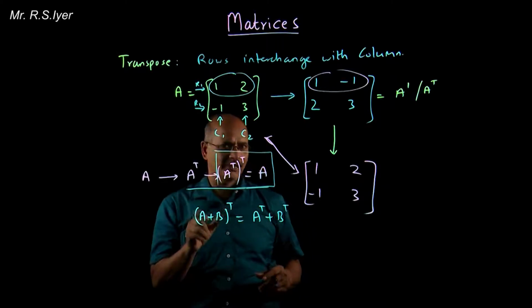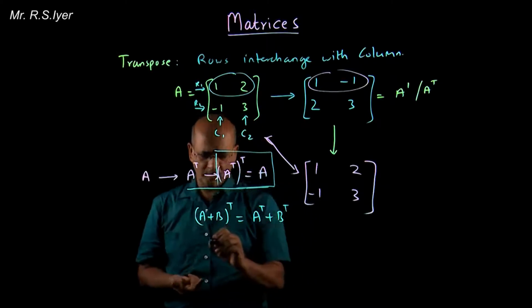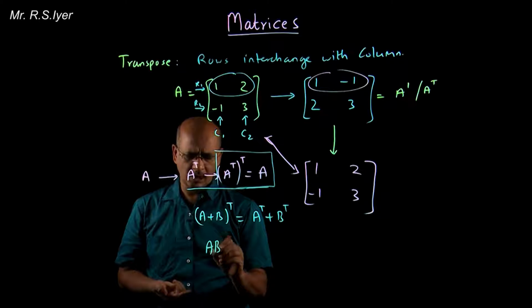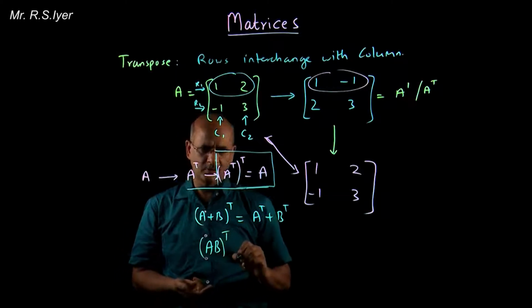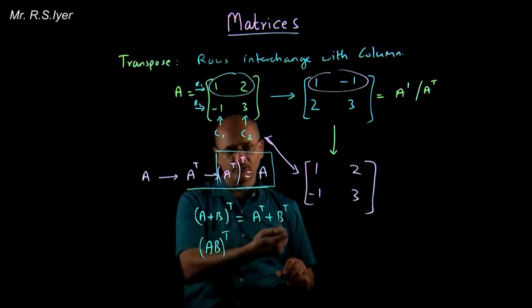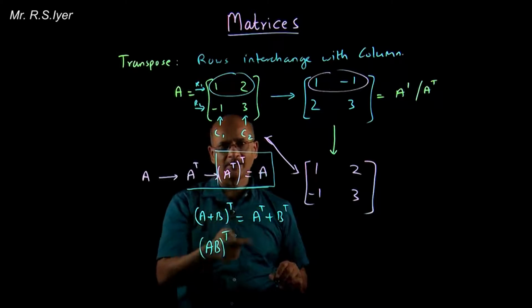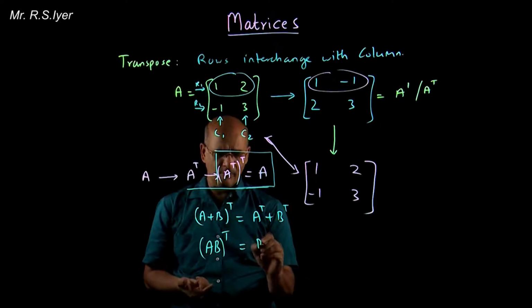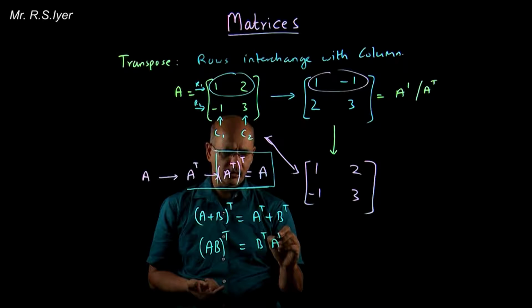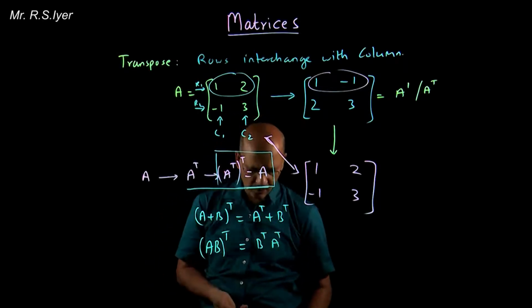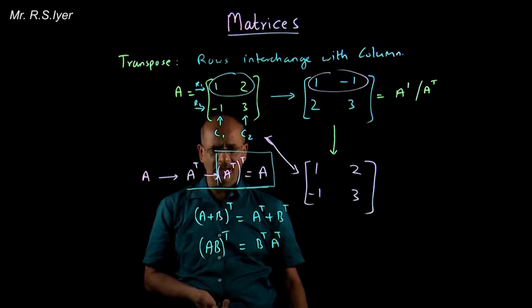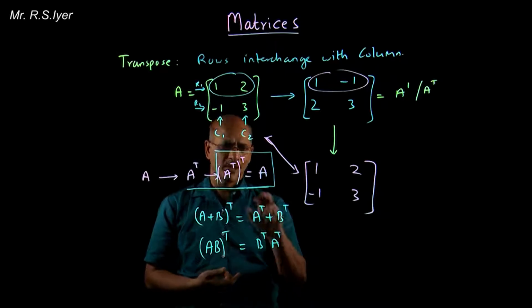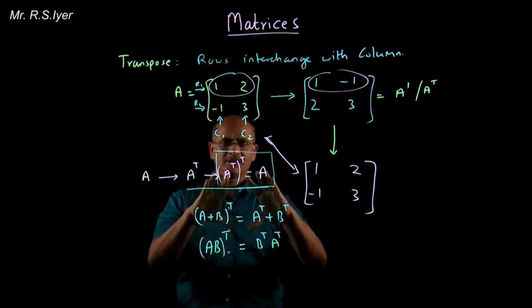Next property is slightly important. Third property: suppose we have AB transpose. It doesn't become A transpose into B transpose, as you did with plus and minus signs. This is always B transpose into A transpose. So these three properties are important: number 1, number 2, number 3, just keep that in mind.